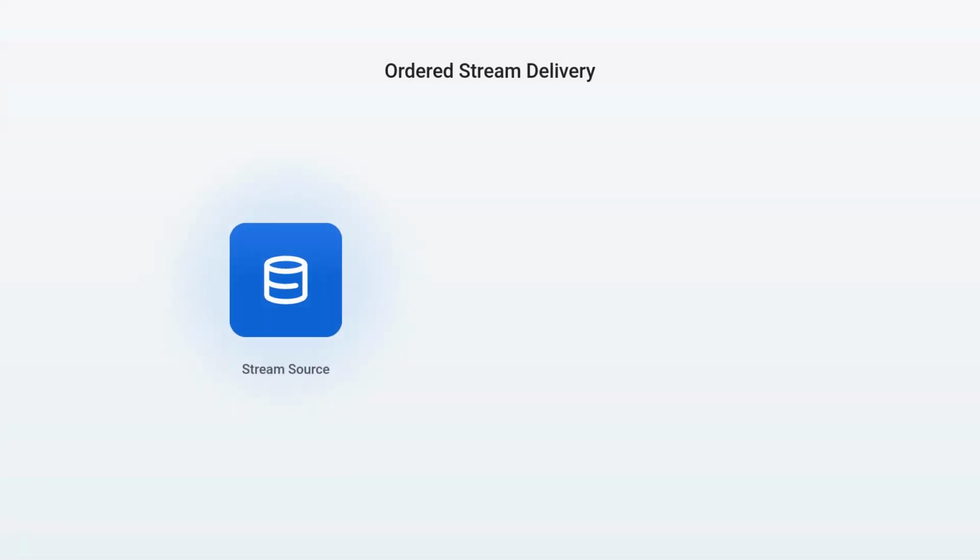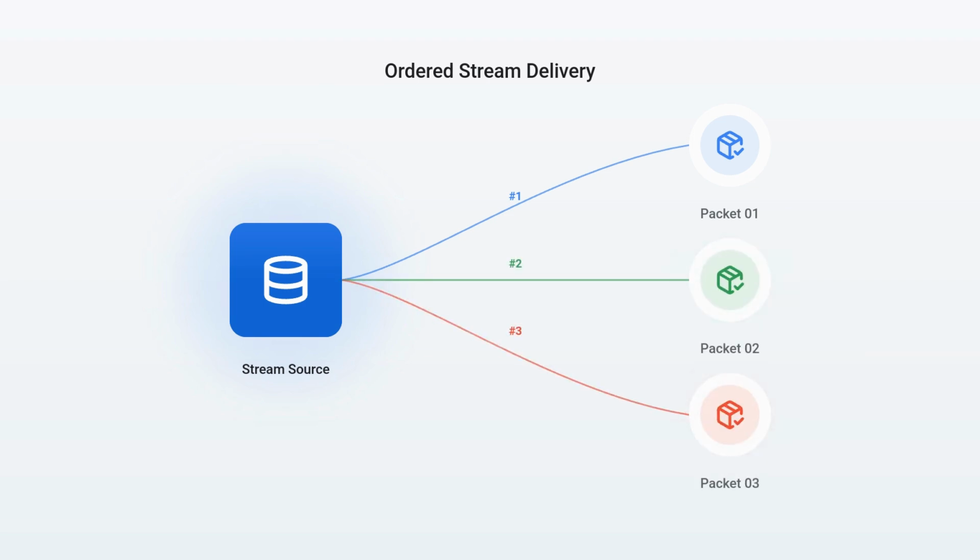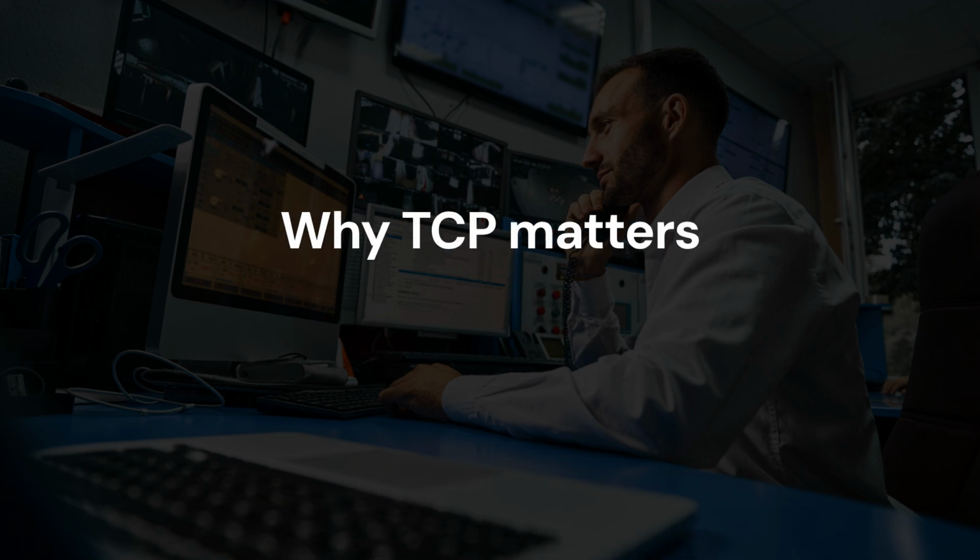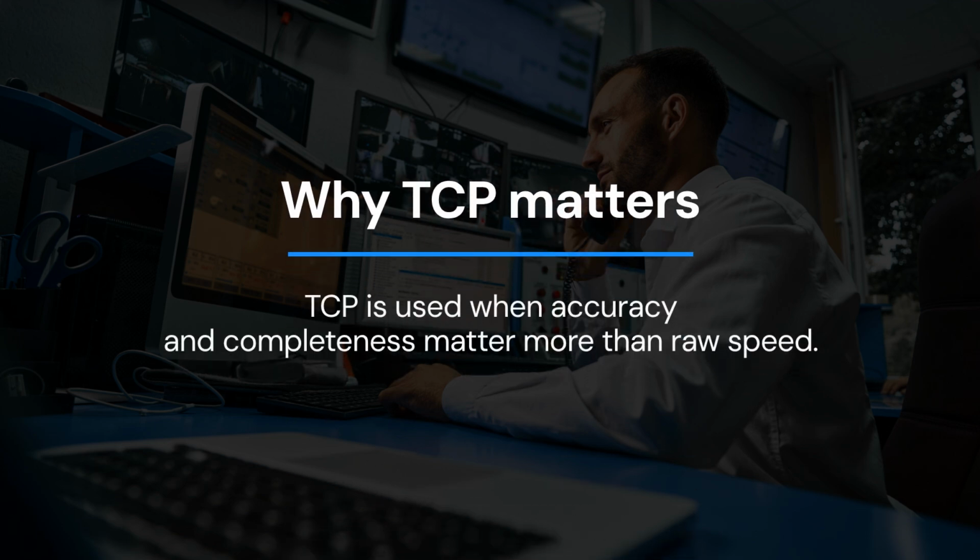TCP is built for dependable communication. It tracks data, expects acknowledgements, and can retransmit when something is lost. It also keeps data in order, which matters when applications need the exact stream reconstructed correctly at the destination. That's why TCP is used for traffic where accuracy and completeness matter more than raw speed.